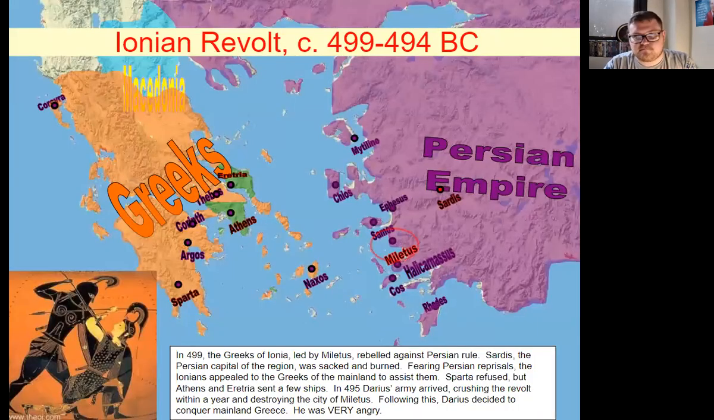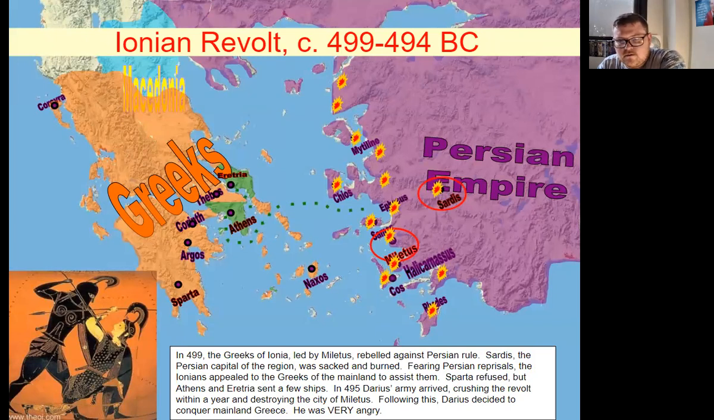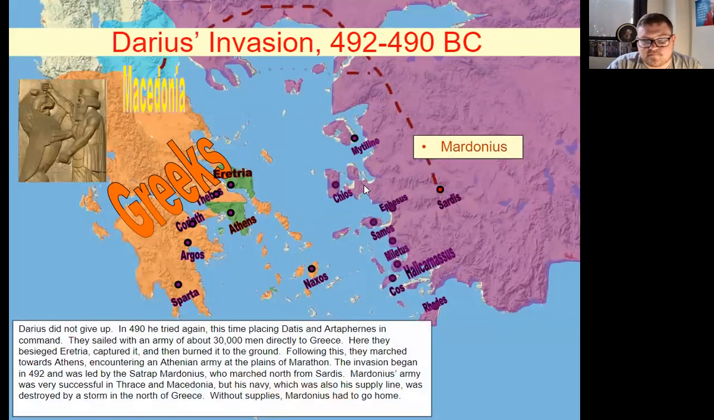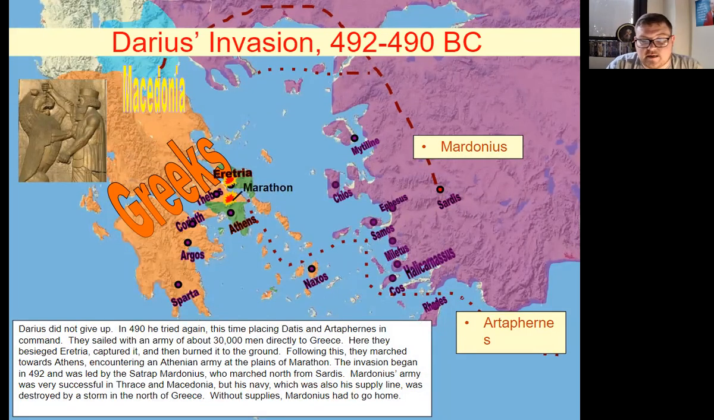That's everything that happened. We have the Ionian Revolt right here. And because Athens and these Greeks help these revolts, the Persians get angry, of course, so they invade. Darius did not give up. He tried again, and this time Datis, he puts these people in command, right? And they sail with an army of 30,000 directly to Greece. Here they besiege this place and capture it, and they burn it to the ground. Following this, they march towards Athens.